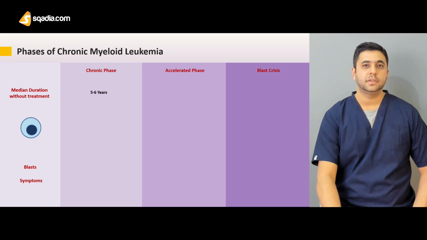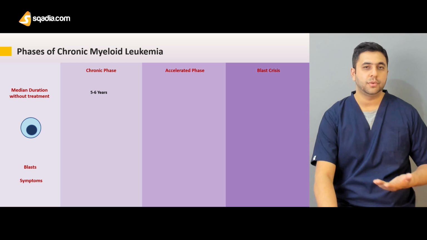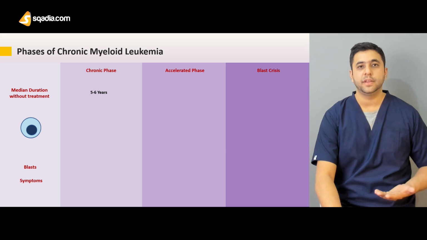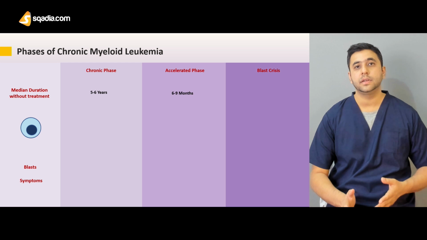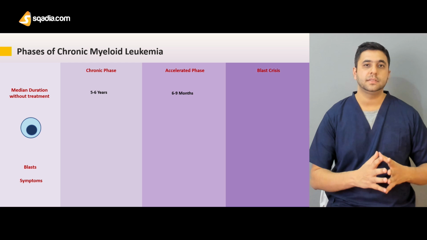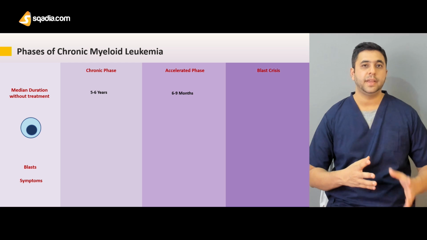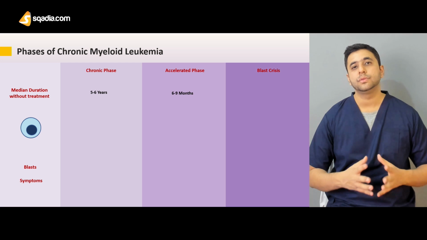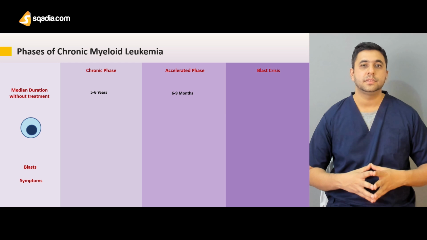Generally, if the patient presents in the chronic phase, there is a median survival of around 5 to 6 years. If the patient presents to us in the accelerated phase, then the median lifespan is around 6 to 9 months, which is a drastic fall from the chronic phase. You can see that the chronic phase is the most stable form, and this is the phase in which we have a very good treatment prognosis. Most patients generally present to us in the chronic phase.